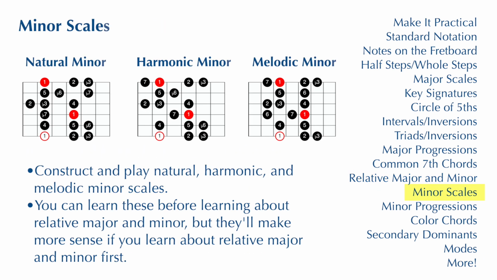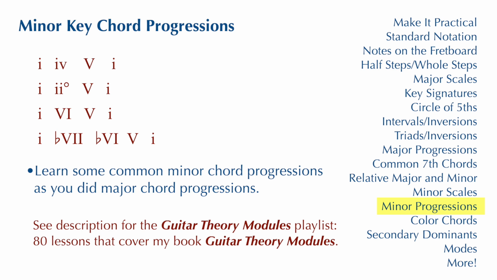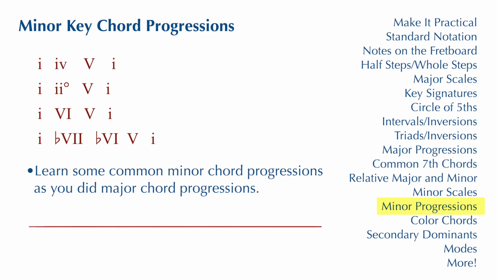As you get familiar with relative major and minor, you should learn to construct and play natural, harmonic, and melodic minor scales. You can definitely learn these scales before learning about the concept of relative major and minor, but they'll make more sense if you learn about relative minor first. I suggest learning the natural minor scale first, then the harmonic minor, and then melodic minor. After you have learned minor scales and keys, you can start exploring common minor chord progressions the way you learned common major chord progressions earlier in the timeline.